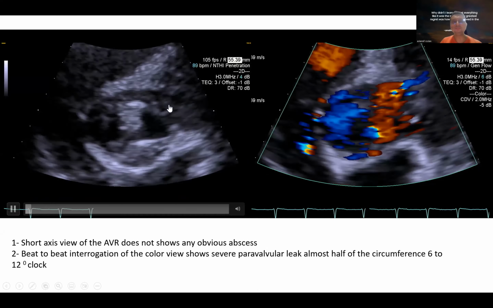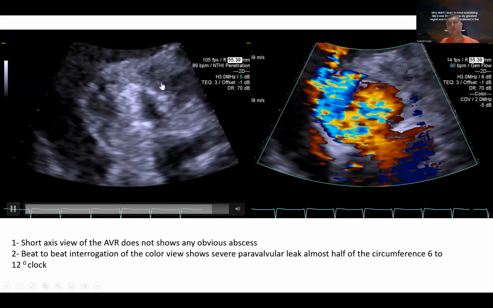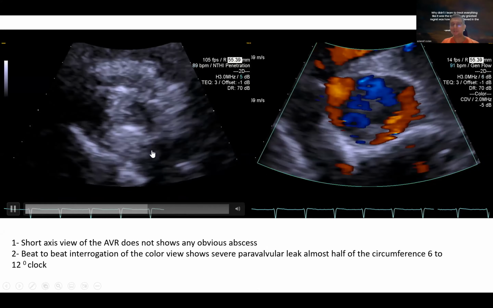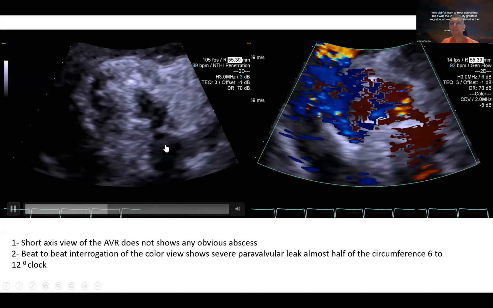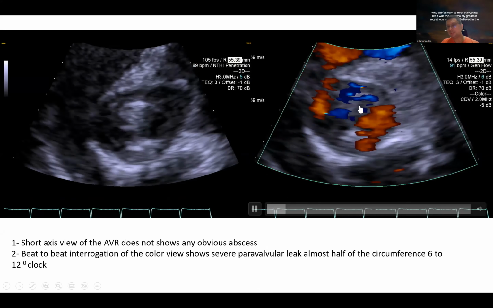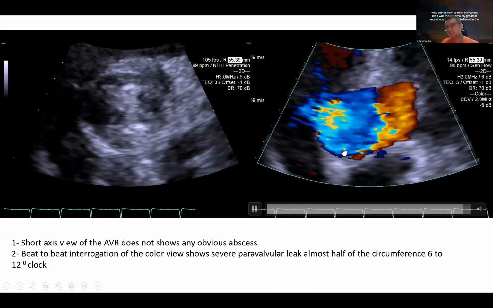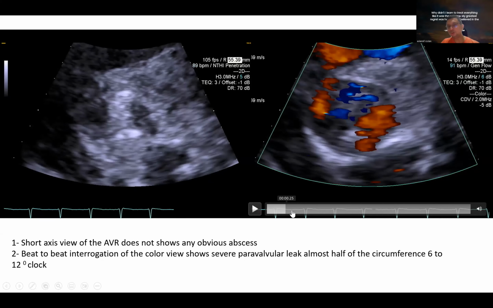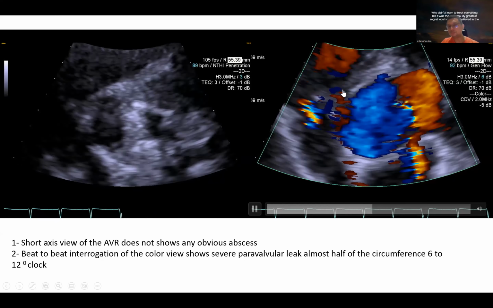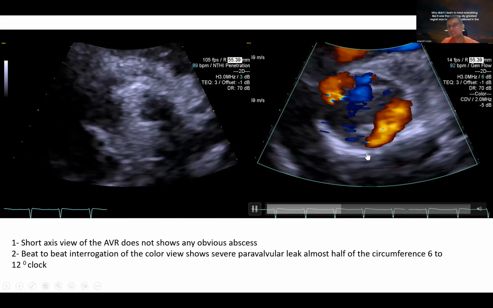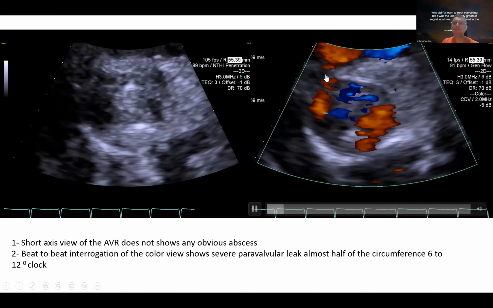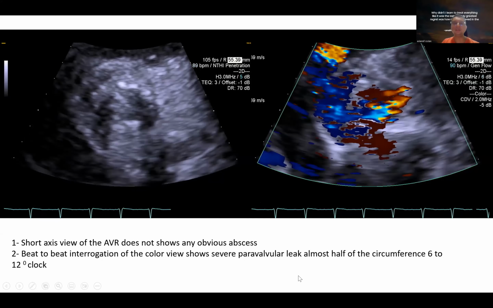This is a short axis view of the aortic valve. Remember, I told you that the short axis view of a mechanical valve is usually difficult to interpret because what we see here can be normal post prosthetic valve. When we look at this view, we can see that the regurgitation actually occupies half. The regurgitation is from here to here, from 6 o'clock to 12 o'clock, almost half the circumference of the aortic valve. So truly, this is a severe aortic regurgitation.